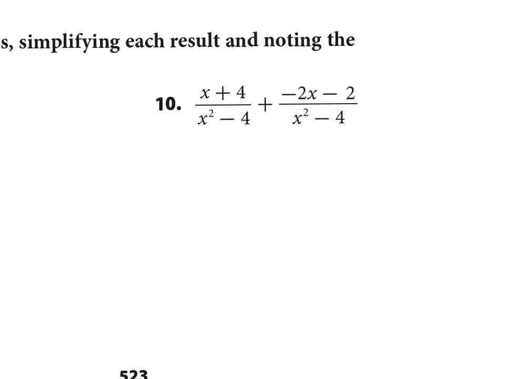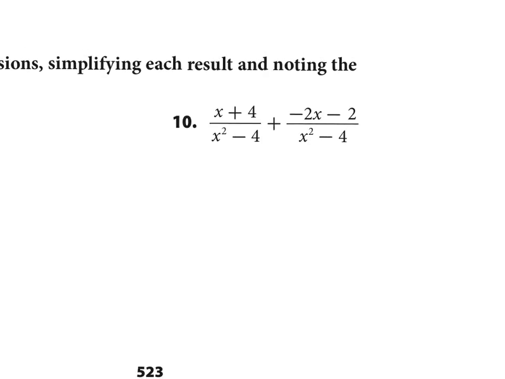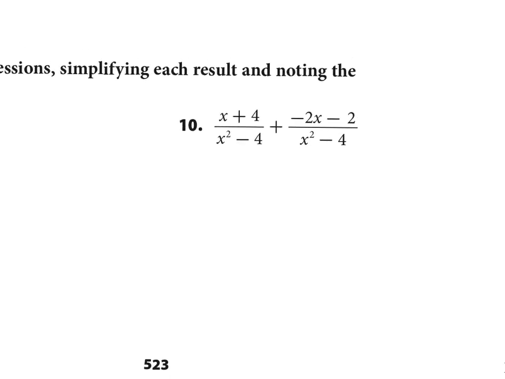So starting with problem 10, as long as we have common denominators, then we're good to go. If we don't have common denominators, that's when we have to do some math. So if you look at your two denominators that you're given in problem 10, notice that both of them are x squared minus 4. So we don't have to do a lot of work on this problem. We can go ahead and start combining stuff together.